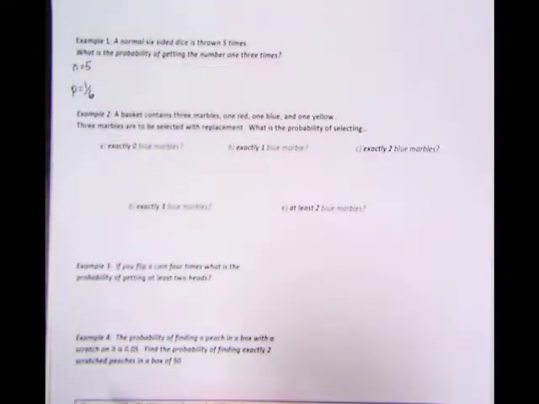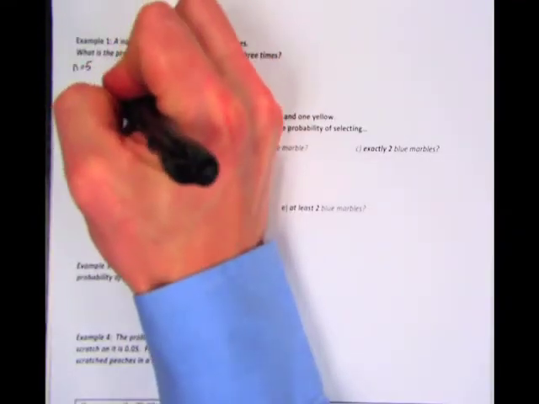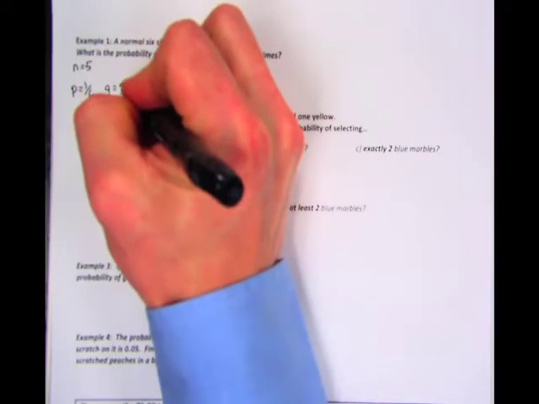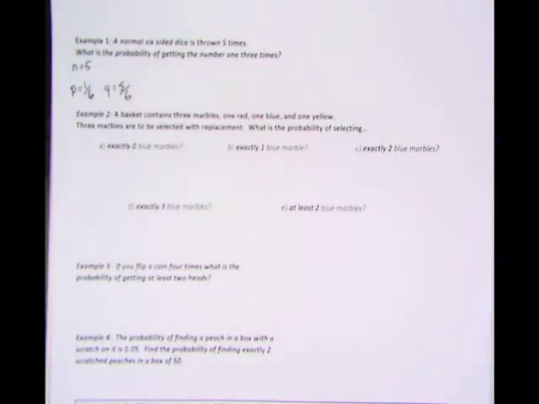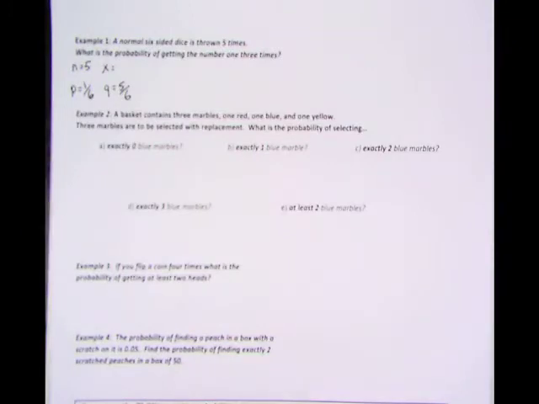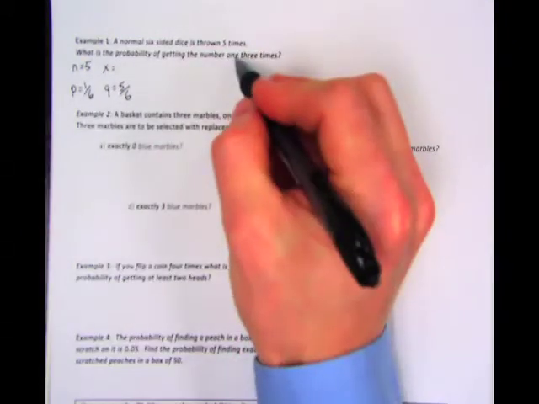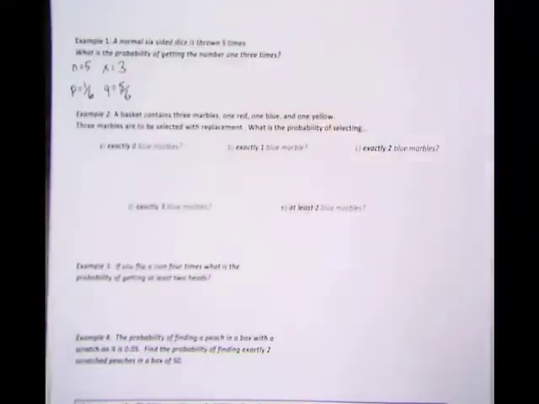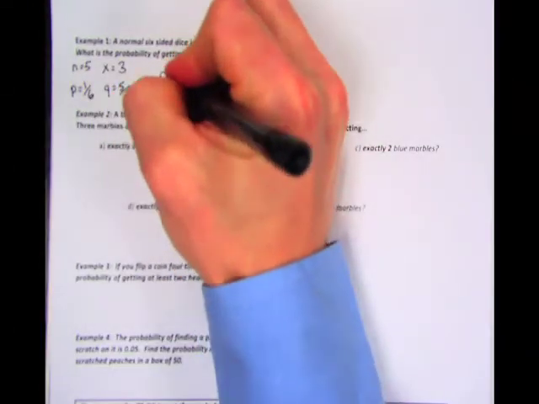The probability of failure then, okay, is everything else. So if this is 1 out of 6, failing is 5 out of 6. Remember, these add to 1, and so we're good to go right there. Now the last thing we need to find is x. And x is exactly how many 1s we want to get. And we want to find this exactly 3 times. So we're going to write this as the probability of getting exactly 3 1s.